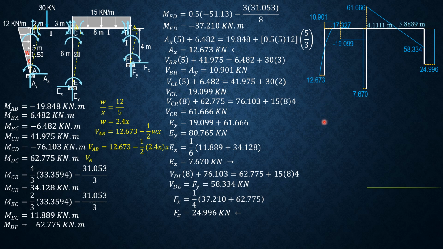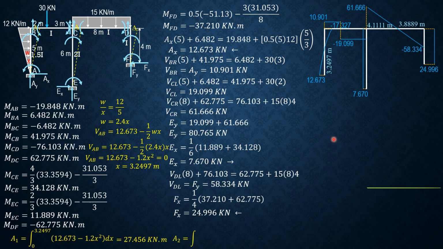So this is 3.2497, and we need the area for the construction of the bending moment diagram. So by integration, area 1 is the integral from 0 to 3.2497 of the shear equation 12.673 minus 1.2x squared dx. So area 1 is 27.456 kilonewton meter. While this area, which is negative, is the integral from 3.2497 to 5 of quantity 12.673 minus 1.2x squared dx. So area 2 is equal to negative 14.091 kilonewton meter.